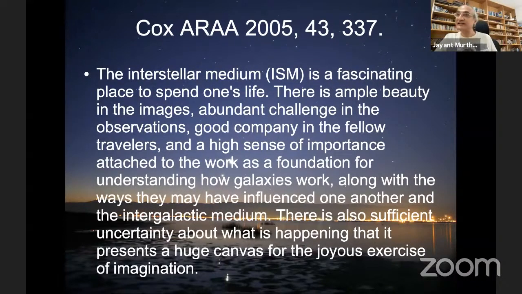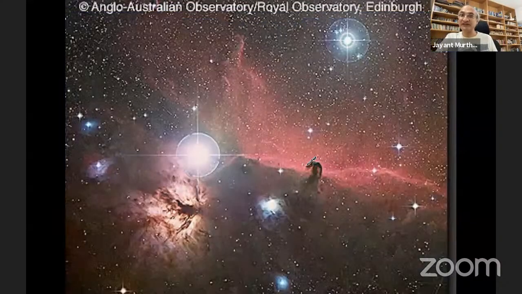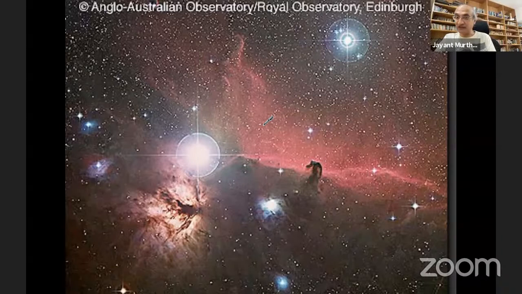Okay, so if I look at this nebula, this is just a blown up version of this. And so what you can see is that you see a lot of emission here. This is emission from the gas. And this is the Horsehead Nebula that you see in front of that gas. So it really looks like a dark nebula. It blocks the light.